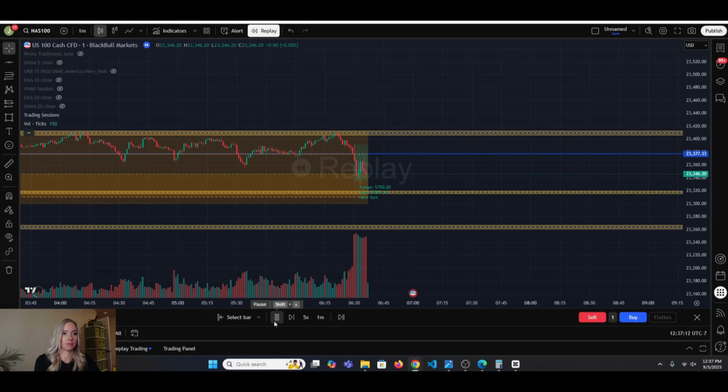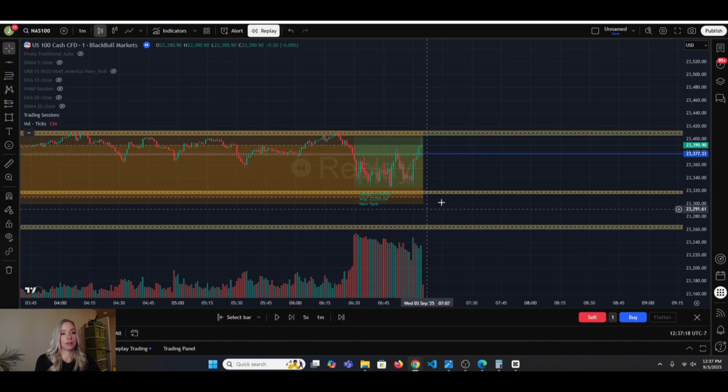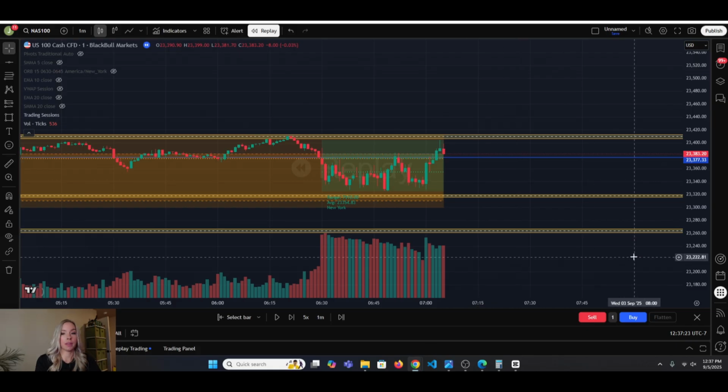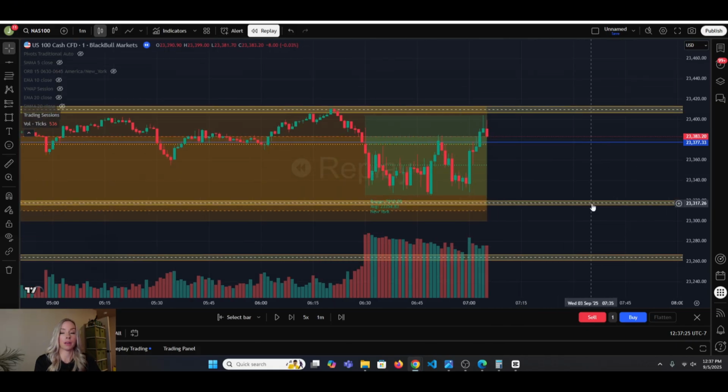So let's play this out. Eventually I think it hit our low, or it came close. But this was a choppy day. Could you have made a little bit of price movement off of this? Absolutely, right? They're quick trades. Remember, this is a 1 minute.